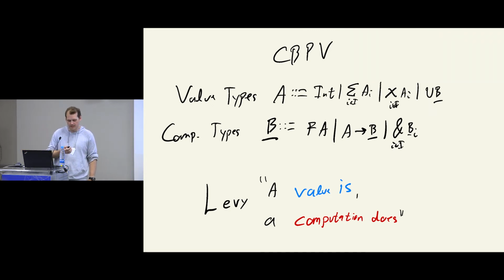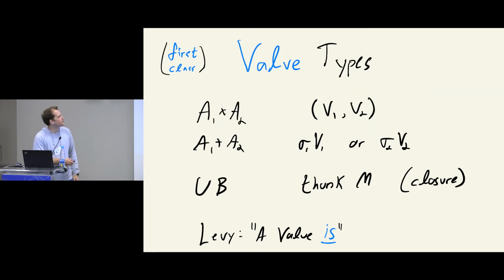And Levy's intuition that he gives for this is he says a way to think about it is that a value is, and a computation does. So when you describe what a value type is, you describe it in terms of what are the values of that type. And when you describe a computation type, you describe it as what do the computations of that type do. Okay?